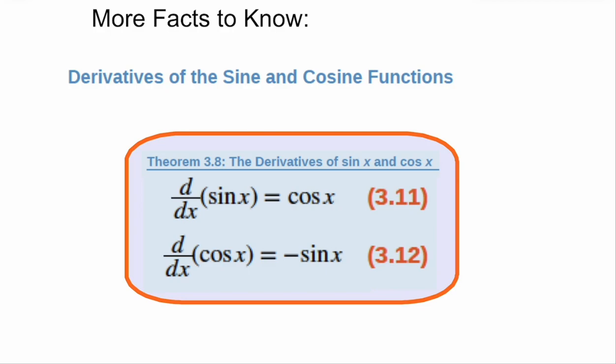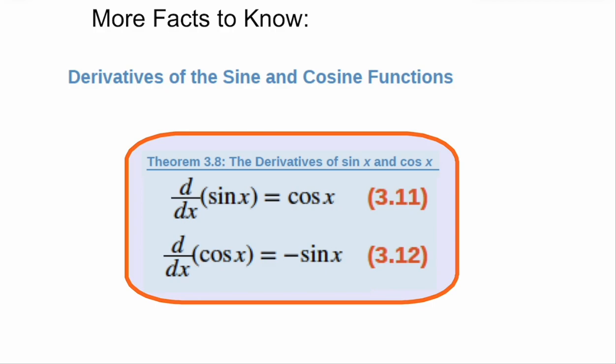So the derivative of a sine is a cosine. The derivative of a cosine is negative sine. There's no way for me to help you memorize those facts. You just got to do it, okay? So please note that the derivative of a sine is a cosine. The derivative of a cosine is a negative sine.